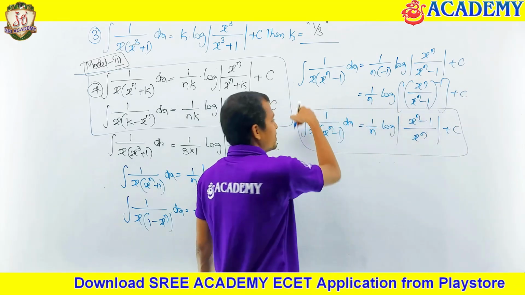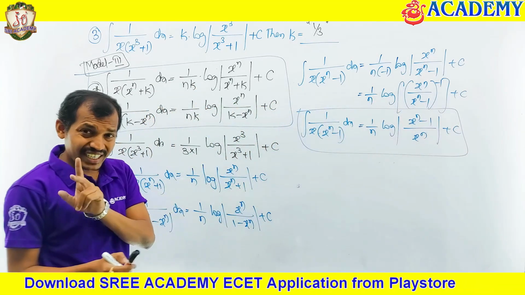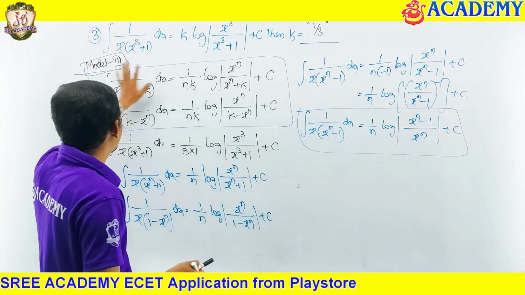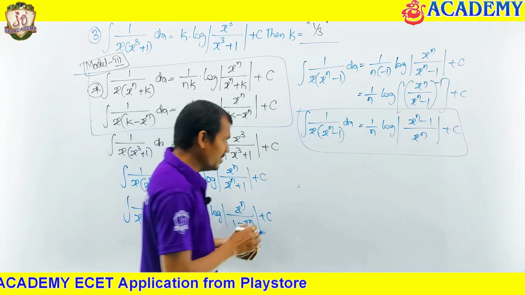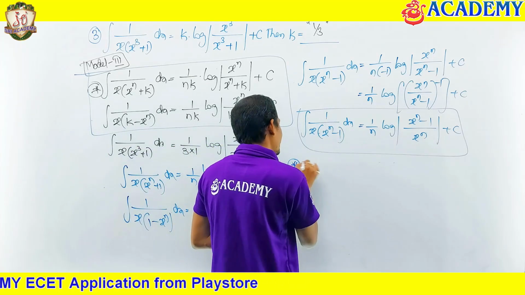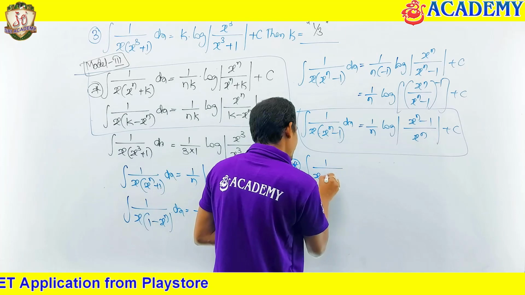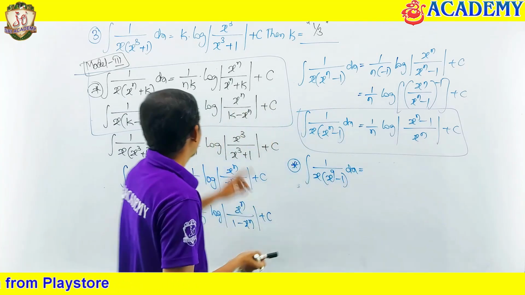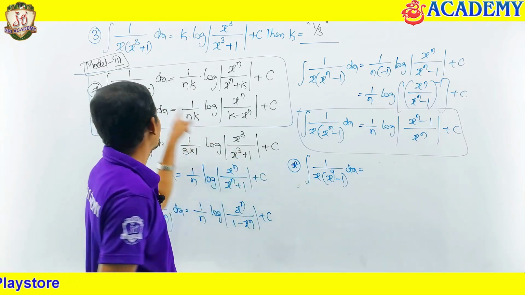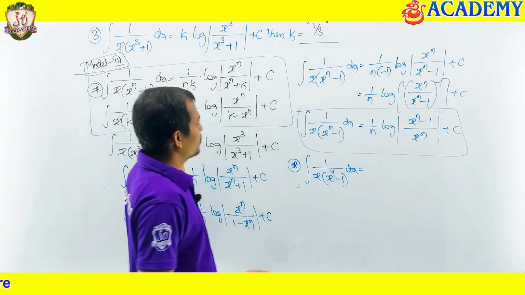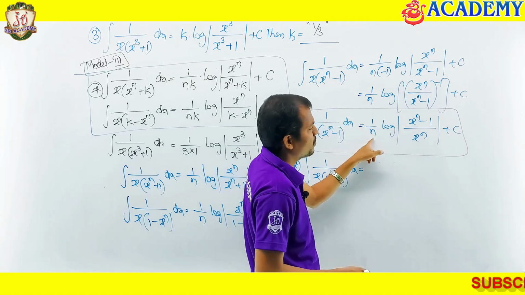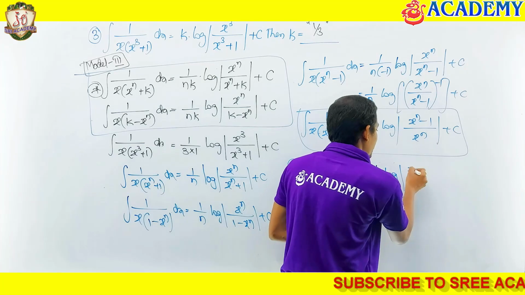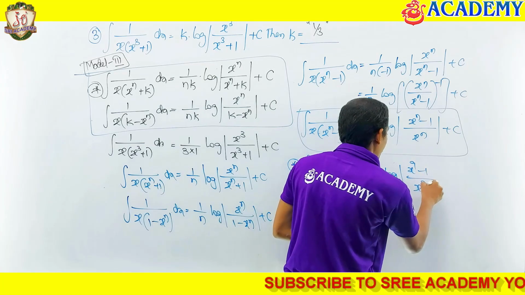You may differ like this, reverse. Don't get confused. If you only learn these formulas, you will get confused. That's why I am giving this formula. If it asks the question, say one time asked a question, integral 1 divided by x into x power 9 minus 1, with this you can write k value minus 1, n value is going to be 9. If you modify like this, you are going to get 1 by 9 into log of x power 9 minus 1 divided by x power 9 plus c.